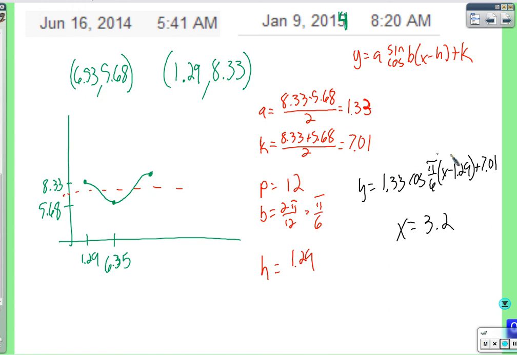And when we calculate all this out, and do all the math, it'll tell us about what time of day the sun should rise on March 6th.